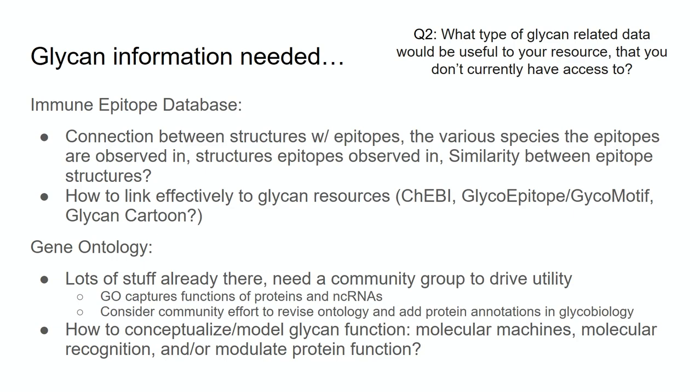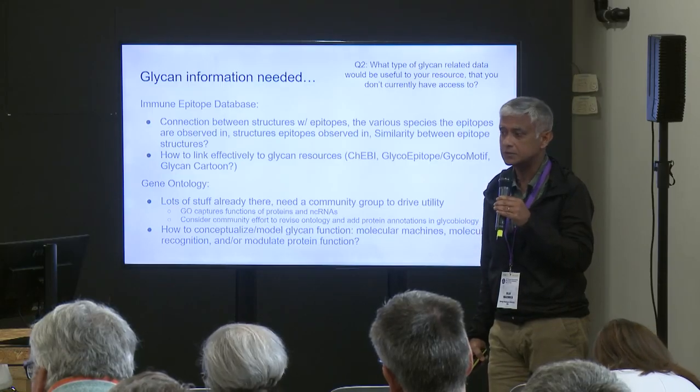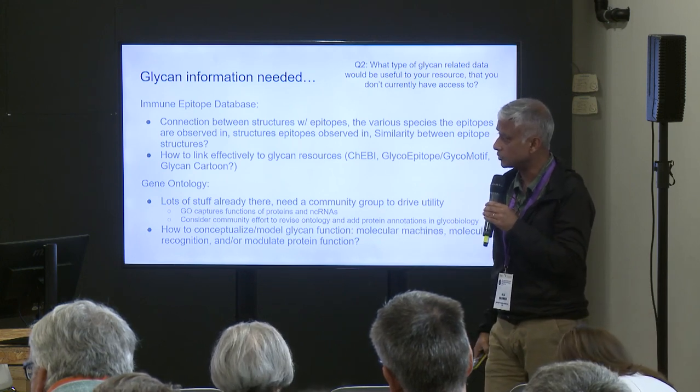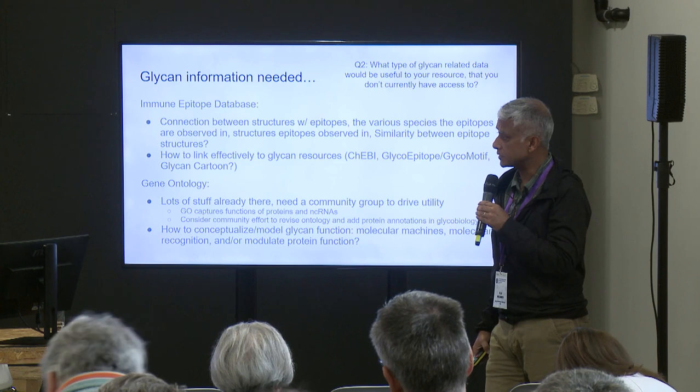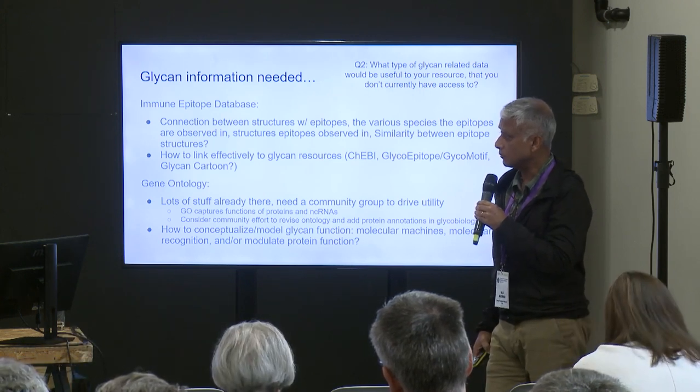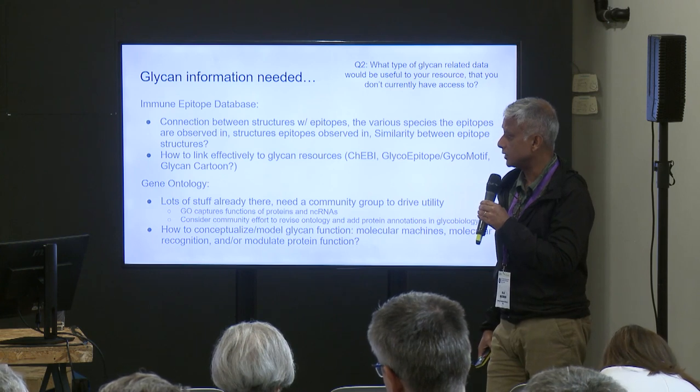For GO, Paul showed us, actually the first one, Randy provided us that information. Randy Vita, I don't know if you're here. Gene Ontology has lots of stuff already there. We saw several nodes, which have a lot of information. It would be great if GO captures functions of proteins and then connects them to glycosyltransferases and other items, which all end up relating to the glycan structures. One thing to consider is a community effort to review and revise the ontology if needed, and add protein annotations in glycobiology.